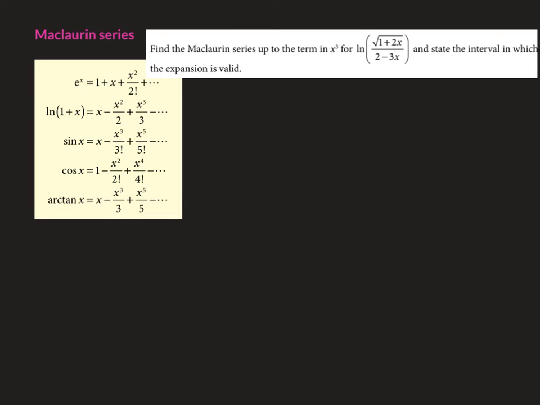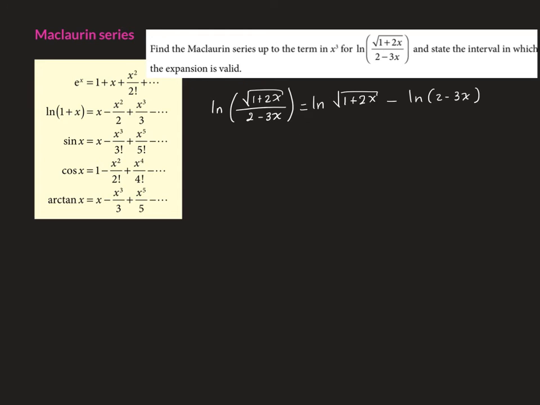So let's begin with ln of (1 plus 2x) over (2 minus 3x). Now we know that the logarithm of a quotient is the difference of the logarithm of the numerator minus the logarithm of the denominator. So using that property, this is the same as ln of 1 plus 2x minus ln of 2 minus 3x.